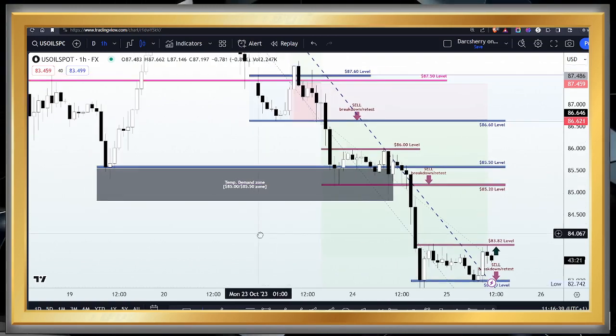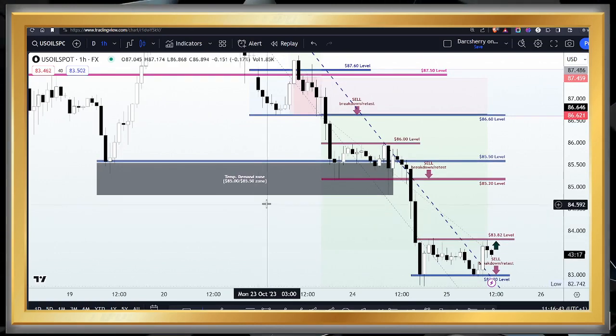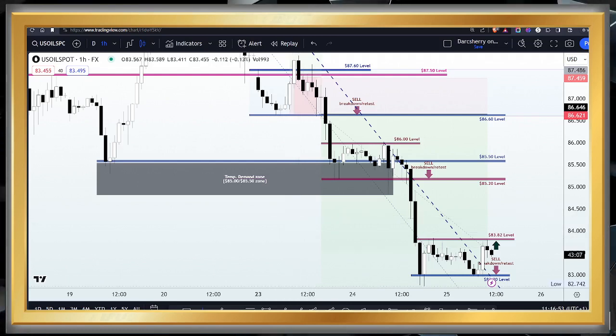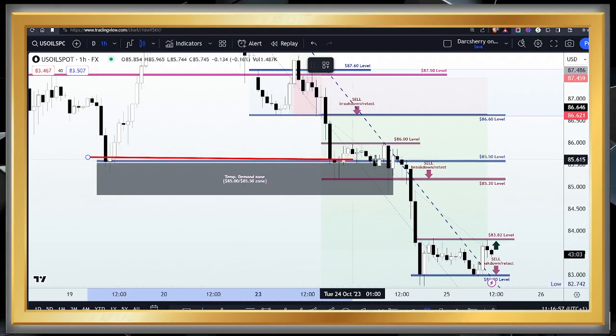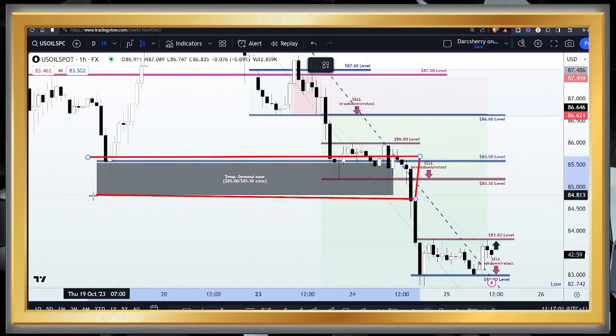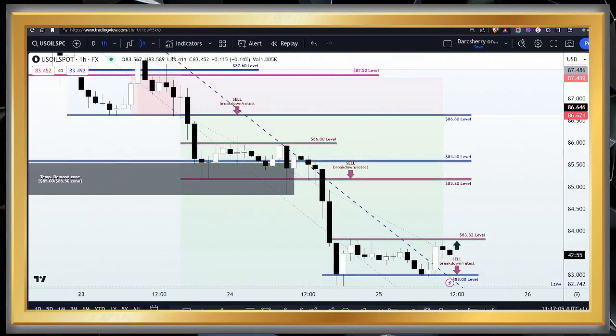Now, if you recall, during our live session yesterday, we were also able to identify a simple setup that helped us to position ourselves for the bearish momentum that we witnessed in the last 24 hours. Now, during our live session yesterday, we acknowledged the zone around the $85.50 level and the $85 area, where we were able to identify a range.